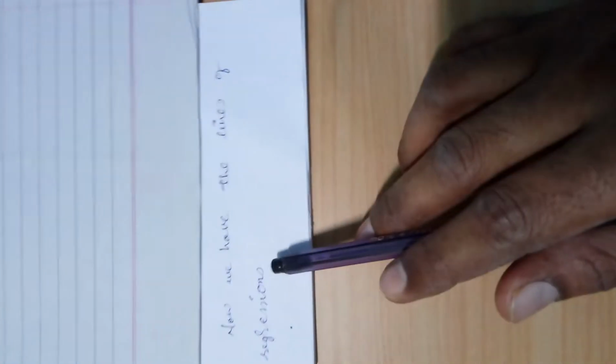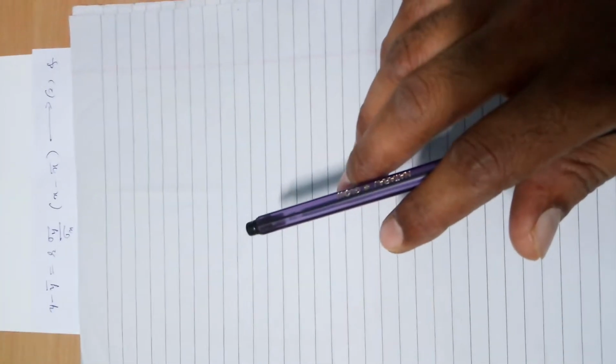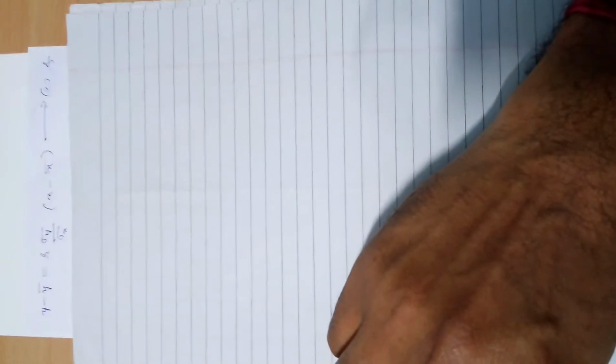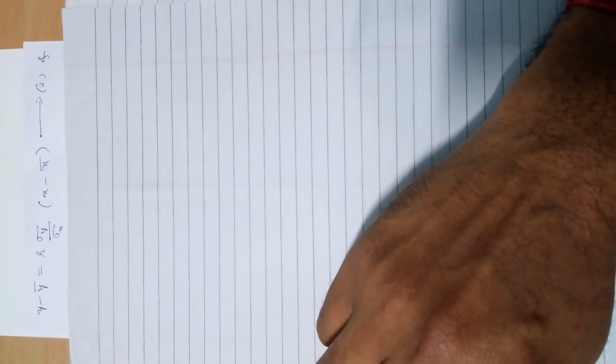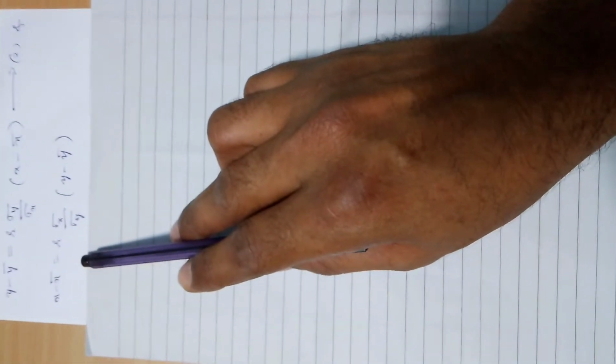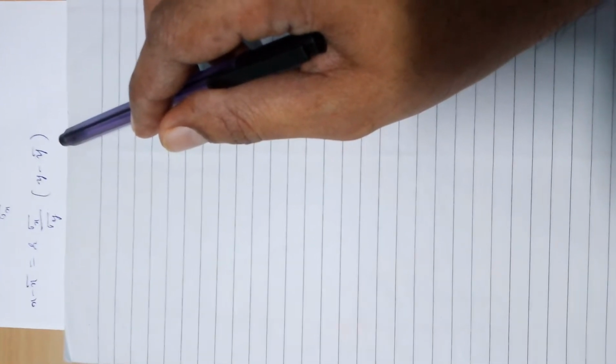Next, now we have the lines of regression. You already derived the lines of regression. Those are the regression line of y on x and the regression line of x on y. First, consider the regression line of y on x, that is y minus y bar is equal to r into sigma y by sigma x into x minus x bar. Take it as equation number 2. And another one we have is the regression line of x on y, which is x minus x bar is equal to r into sigma x by sigma y into y minus y bar.